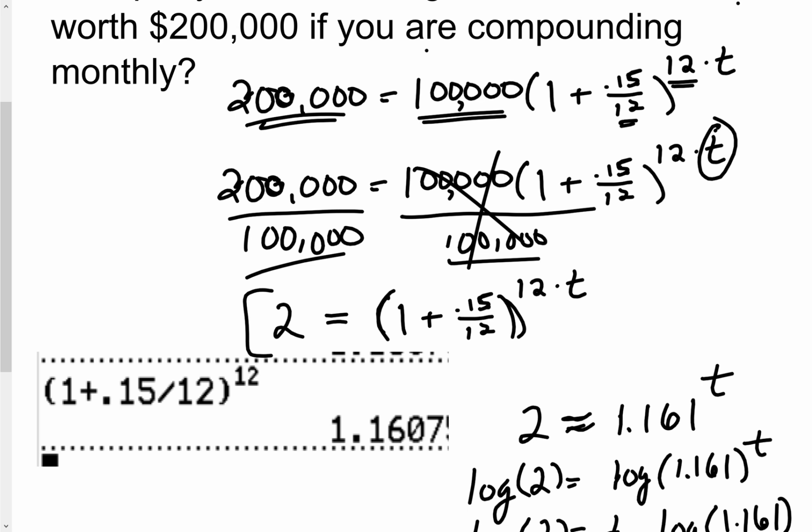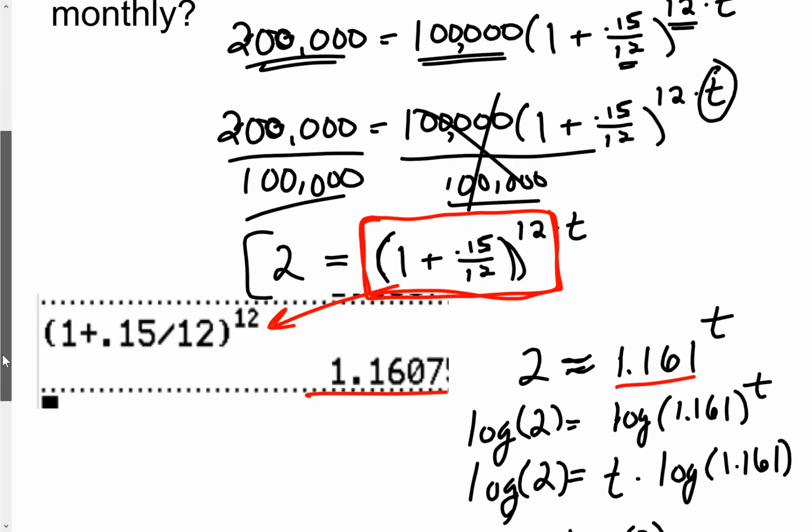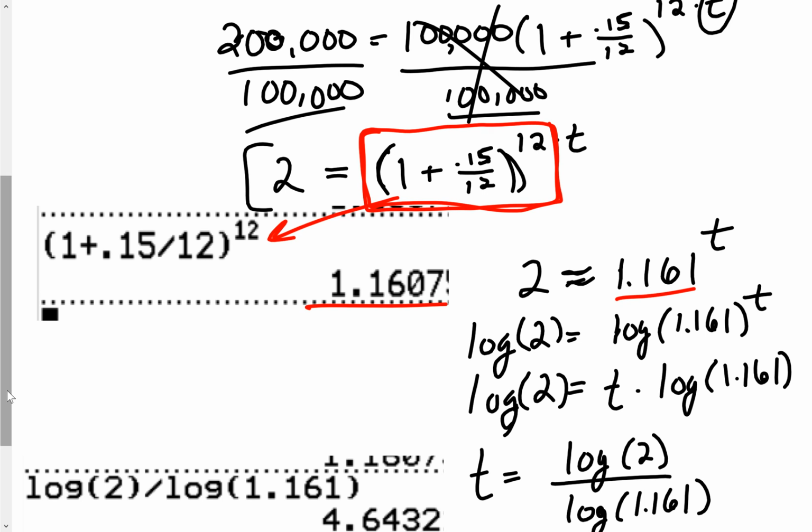Now, something we should remember from our exponent rules is power to a power is something that we can separate. So this whole thing in red is a number we can plug into our calculator and just, whatever it is, raise it to the power of t. Power to a power is the same thing as multiplying exponents. So I plugged this into my calculator and I got this number, 1.1607, which I'm going to round to about 1.161. So 2 is about equal to 1.161 to the t power.